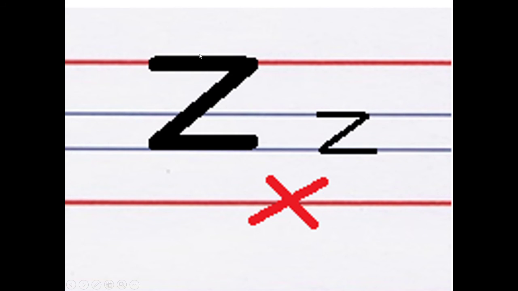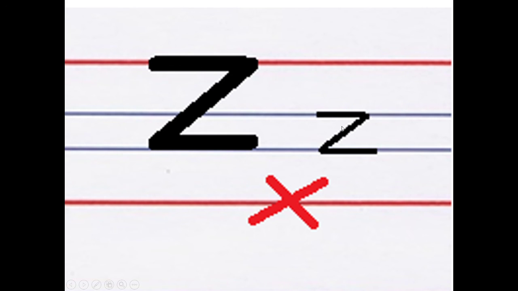Now, how do we write Z capital? We start from the left. We go to the right side. Then we go down towards the left. Then we go back to the right side. 1, 2, 3. We start from the first line and we end at the third line. 1, 2, 3.